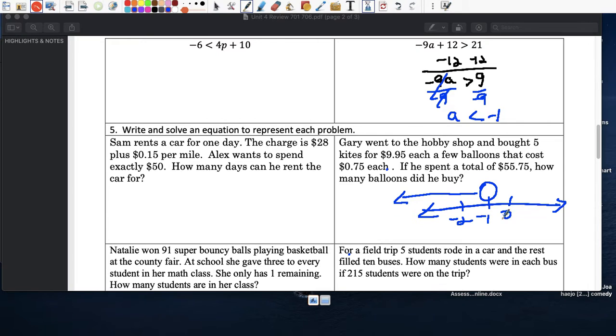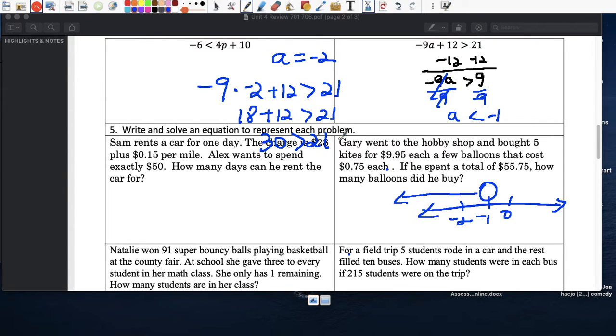Can we use 0 this time? No, we can't. So we've got to pick another number. So let's say a equals -2. Substitute. -9 and -2 is 18, plus 12, greater than 21. 18 plus 12 is 30. Is that greater than 21? Yes, it is.